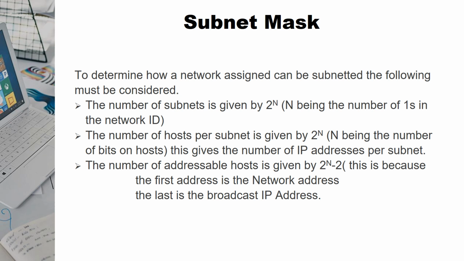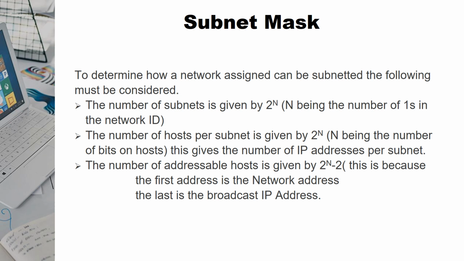So to determine how an assigned network can be subnetted, the following must be considered. One, the number of subnets is given by 2 to the power of n, with n being the number of ones in the network ID. So n is the number of ones borrowed in the network ID.